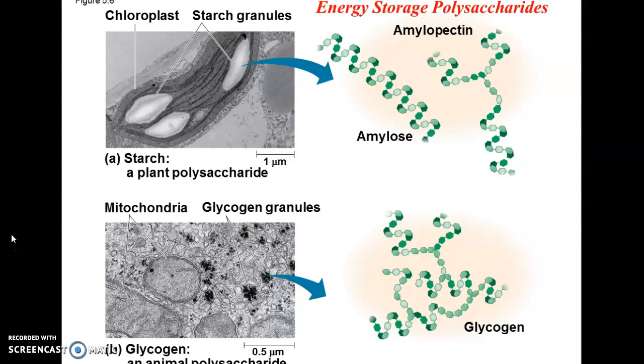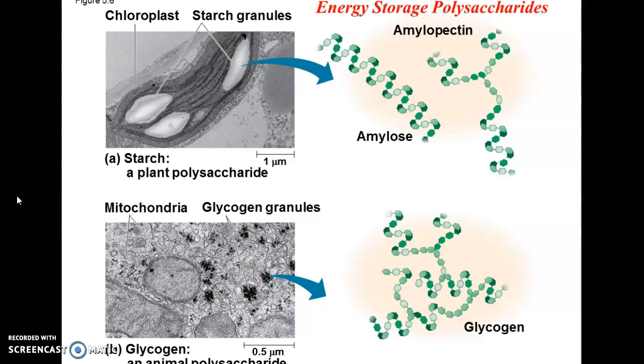Here we're reminded of our two main examples of energy storage polysaccharides. That is starch. Remember, this is how plants store their energy in the form of carbohydrates. We also see glycogen, and this is how animals store their energy in the form of polysaccharides. We can tell that these are made up of these chains, sometimes branching, sometimes not, of monosaccharides all assembled, again, through dehydration synthesis. Remember, though, that not all carbs are for energy.